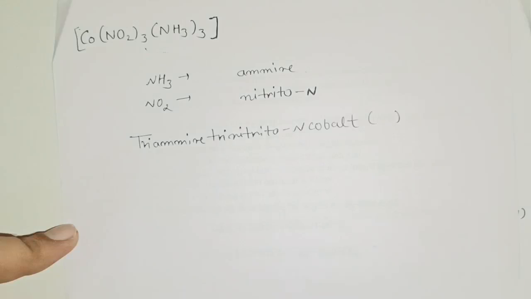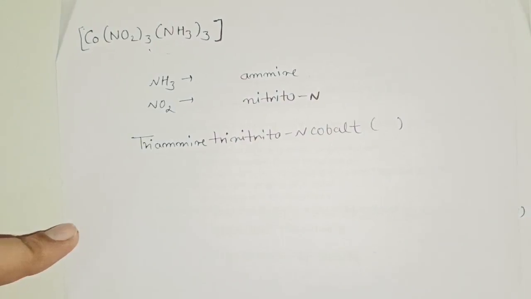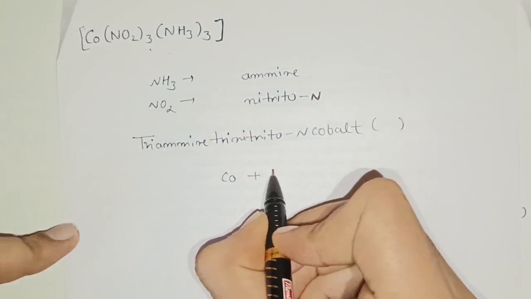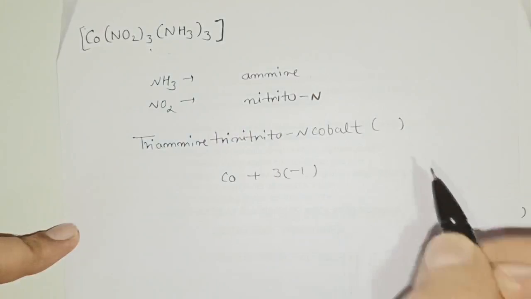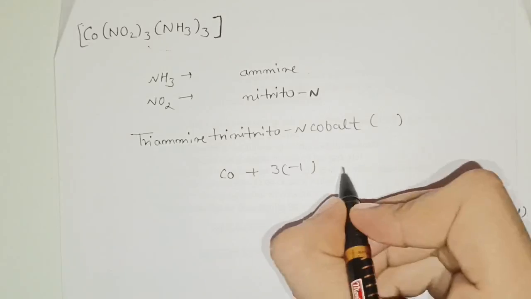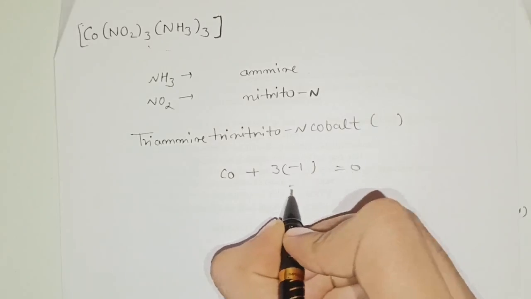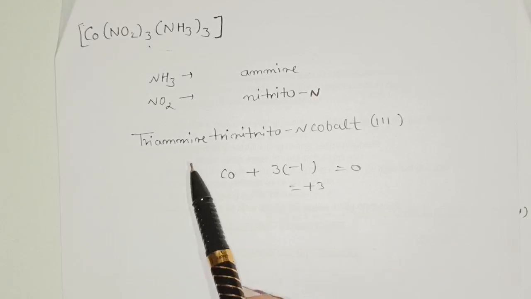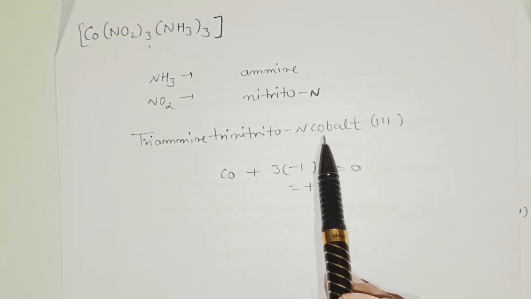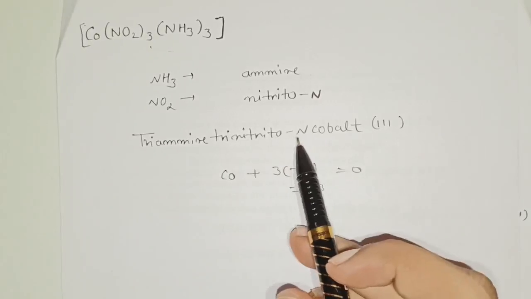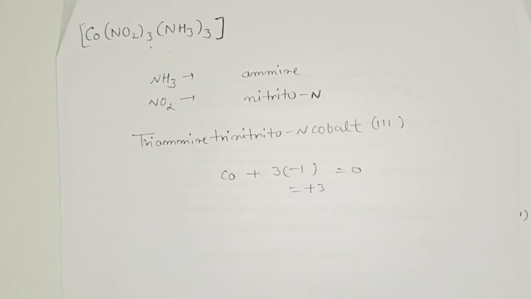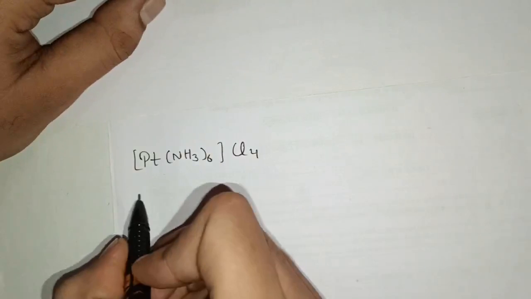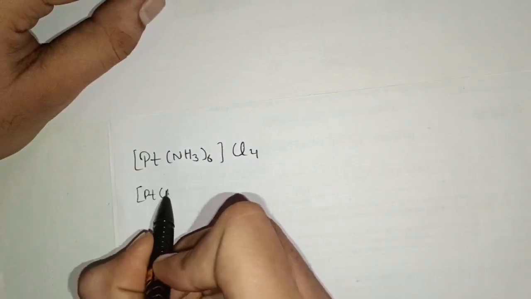Now we need to write the oxidation state of cobalt over here. So if we talk about cobalt +3, NO2 having -1 charge, and what about the ammonia? No charge, and then it's equal to 0. So the charge will become +3. So we'll write 3 in Roman numerals. So the name becomes triamminetrinitrito-N cobalt(III). All right. If you don't write this N, it is also not so wrong, but better you write the N.